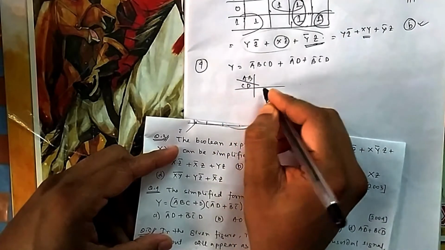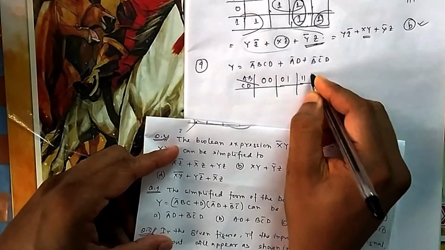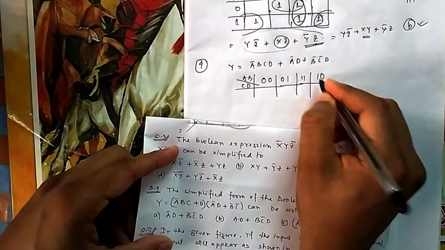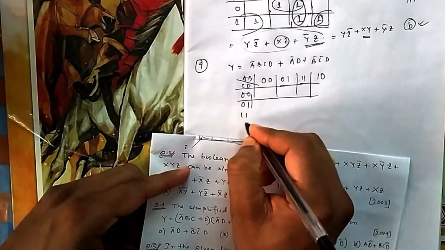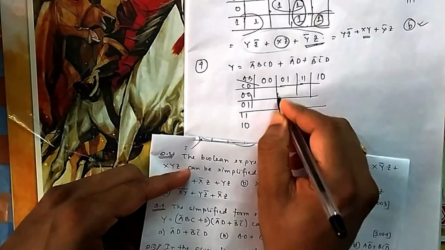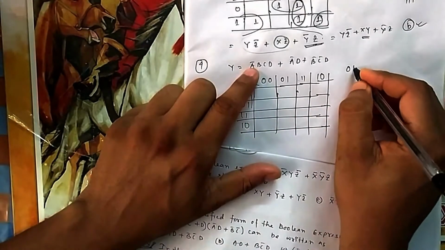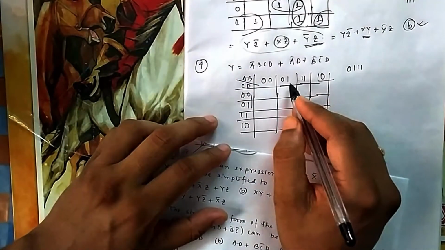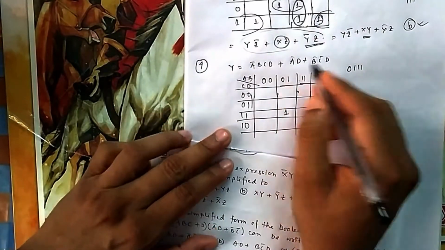You can write the K-map for 4 cross 4: 0 0, 0 1, 1 1, 1 0, and 0 0, 0 1, 1 1, 1 0. So it is A bar B C, that is 0 1 1 1. So you check 0 0 1, then it is 1. So this is 1, the first one. Then it is A bar D.